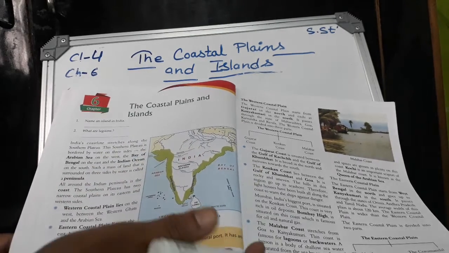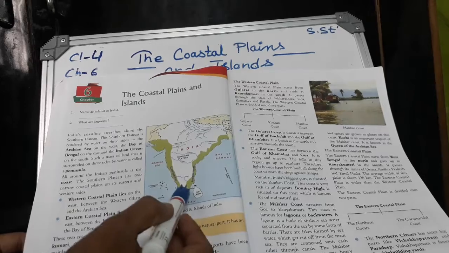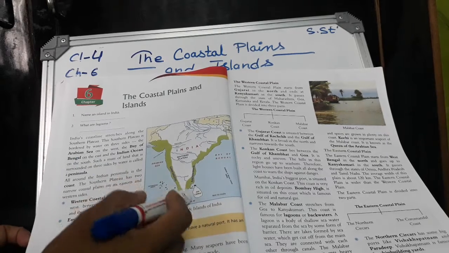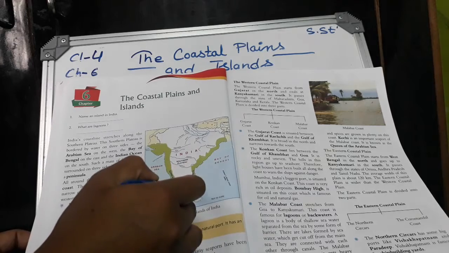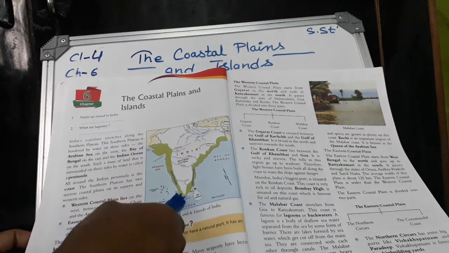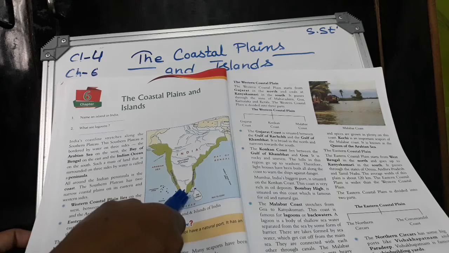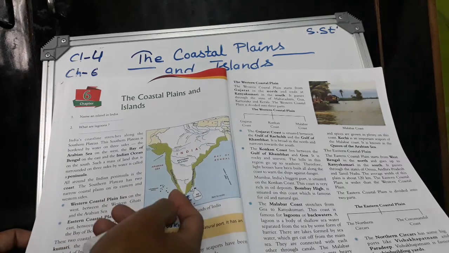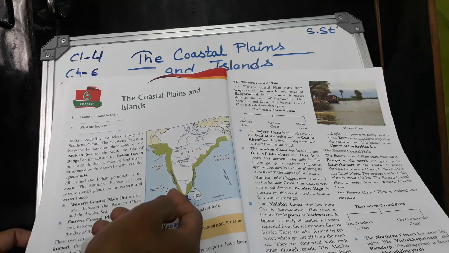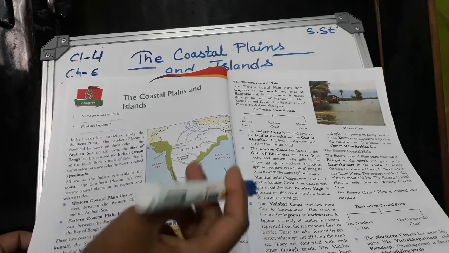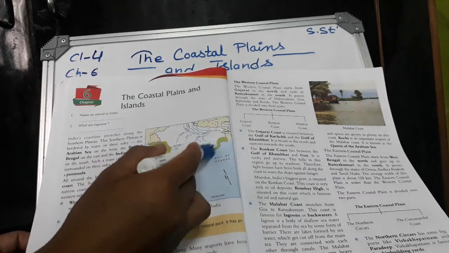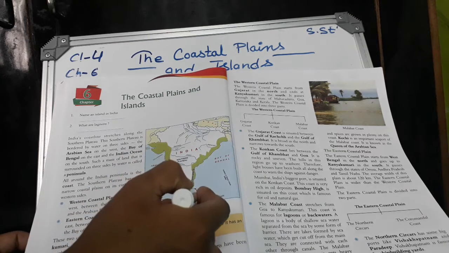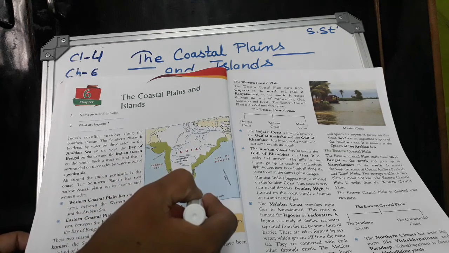These two coastal plains meet at Kanyakumari. Look here. These two, the Eastern Ghats and the Western Ghats, meet here, and here is Kanyakumari, the tip of the southernmost part of the mainland of India. The total length of the Indian coastline is 7,500 kilometers.